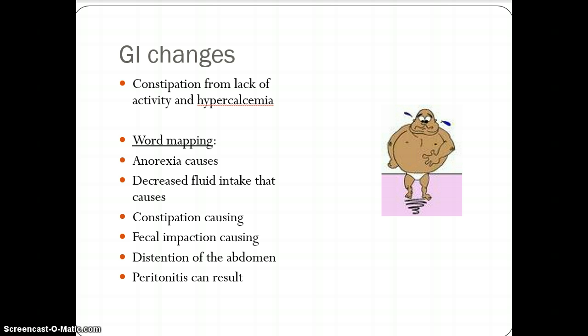GI changes, we know constipation can be from a lack of activity and also hypercalcemia. As we look at word mapping or following our track down, anorexia causes decreased fluid intake. That causes constipation, that causes fecal impaction, that can be distension, and a condition called peritonitis of the abdomen can happen.